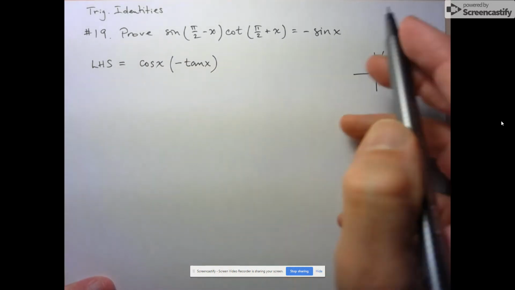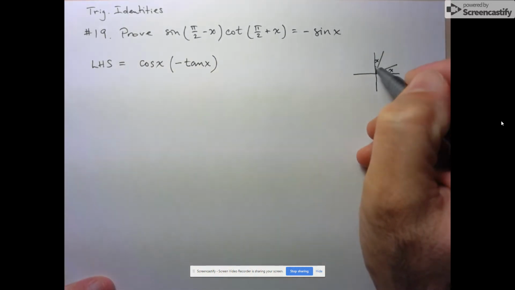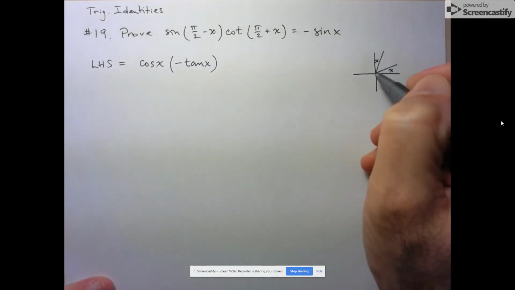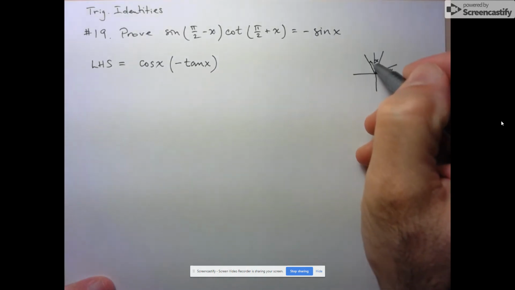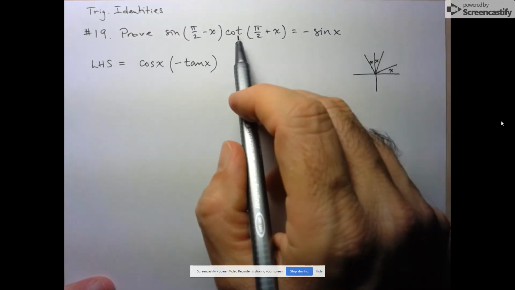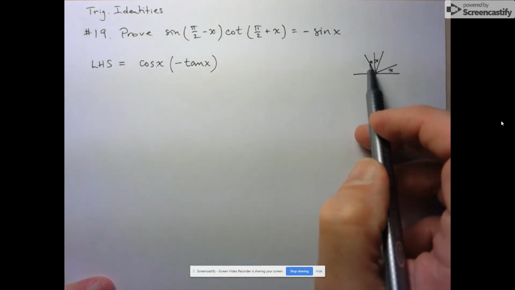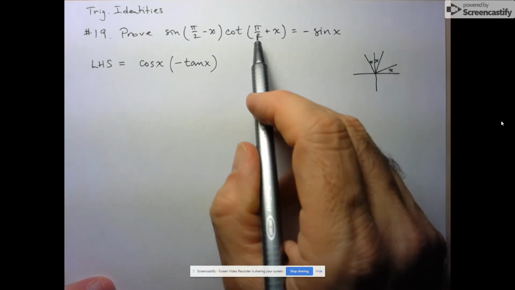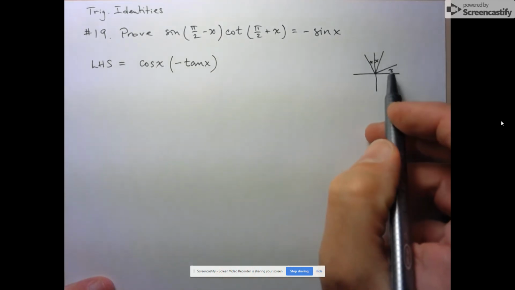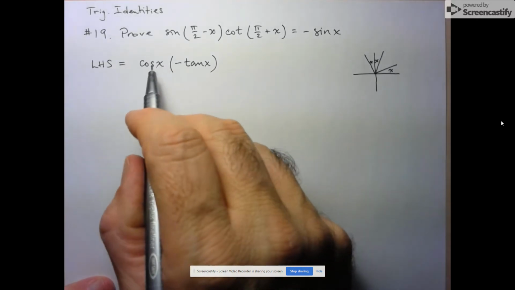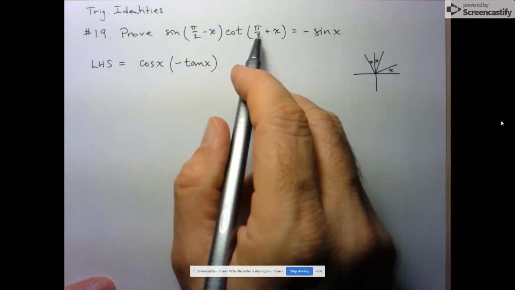Whereas when we look at pi over 2 plus x, that's going to be in the second quadrant. And so here, cotangent is negative in the second quadrant. So cotangent of pi over 2 plus x is going to be equal to the negative of the tangent of x. That's in the first quadrant. And so that's another way of deciphering these two.